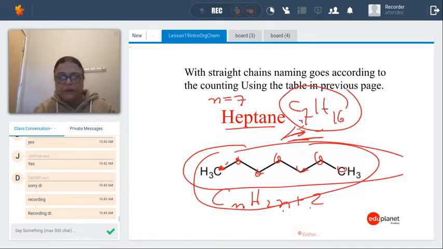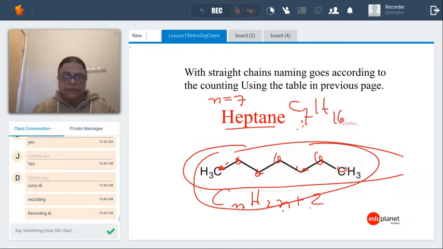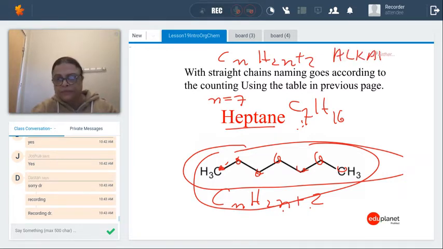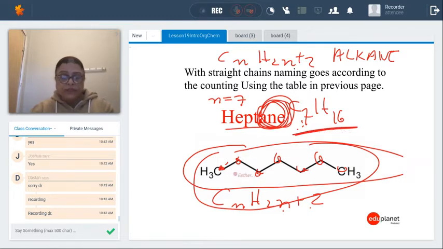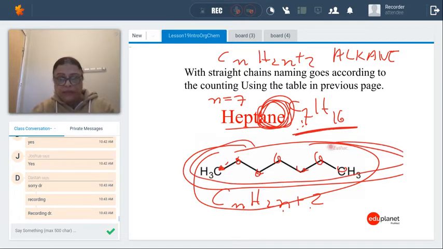Okay, so when we look at heptane, in this example, heptane is C7H16. It belongs to the family that has CnH2n+2, the alkane family. Alkane, heptane. But there are more than just this heptane.